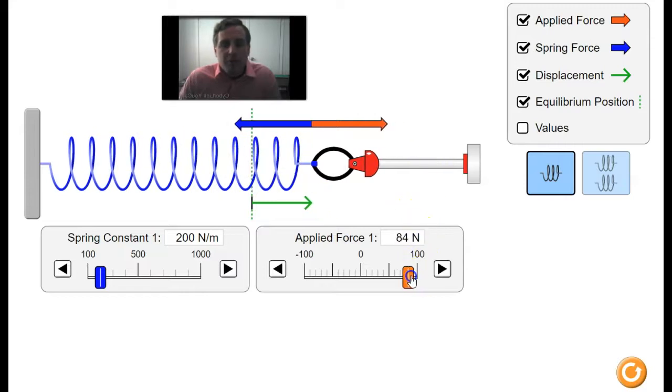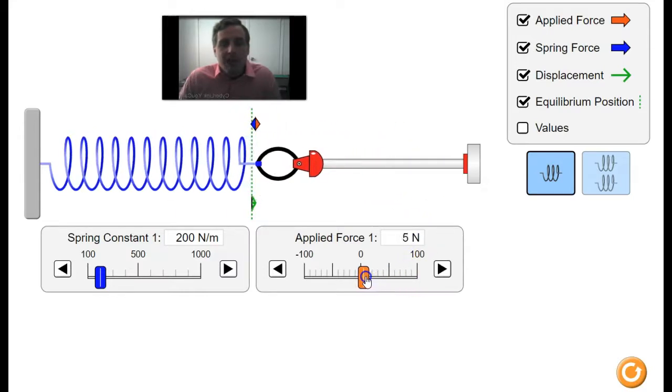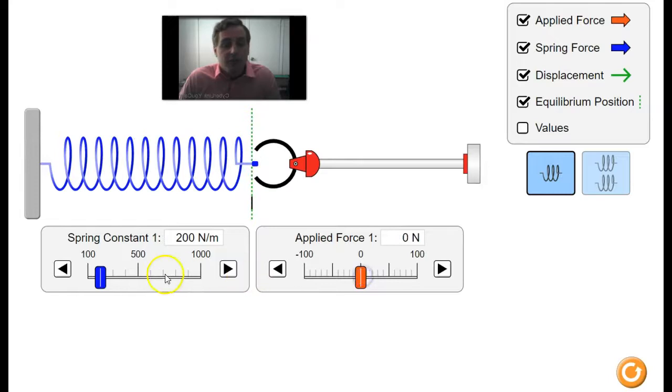Now, by the way, let me also investigate what it means to have a tighter or stiffer spring. Let's make the spring constant now 400 newtons per meter. So the spring is twice as thick.